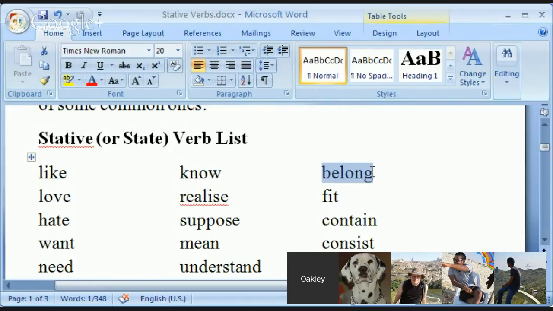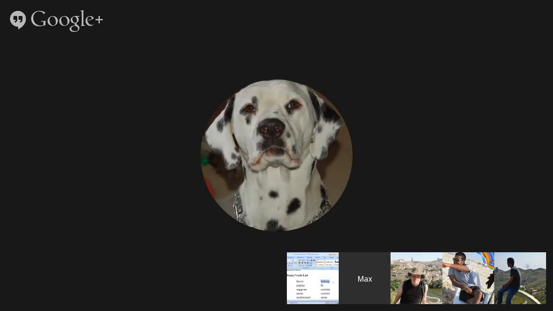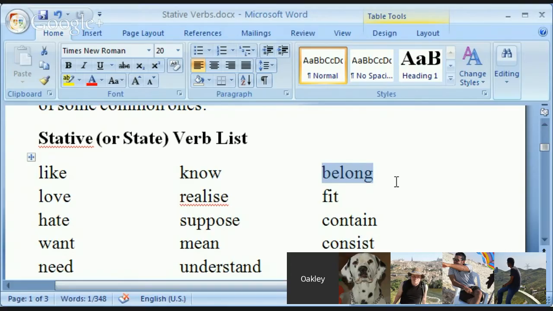Max, how about belong? I think belong is a stative verb. Okay. Well, it's very strange to say belonging. Belonging. Yeah. Well, this is an odd word, actually. Yeah, I am belonging to the club. Doesn't make sense. You would, of course, say I belong to the club.